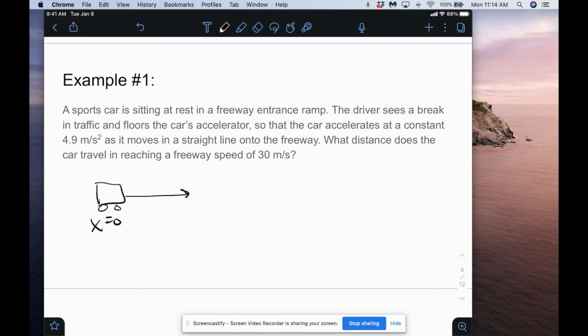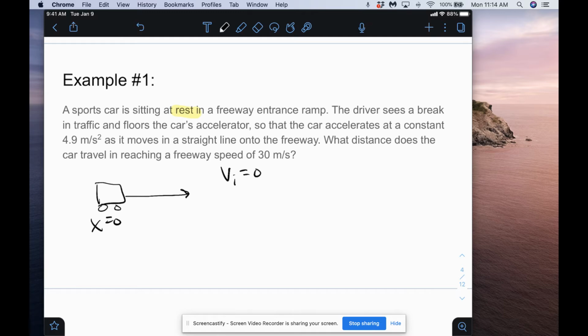Now I'm going to write down my given quantities. So I know that the sports car is sitting at rest in a freeway entrance ramp. And when it says rest like this, I call this a hidden given, because they're giving you something there, but they don't outright say what it is. Rest just means we're not moving. So that means our initial velocity is going to be 0. So that's our hidden given there, that v initial is equal to 0 meters per second.